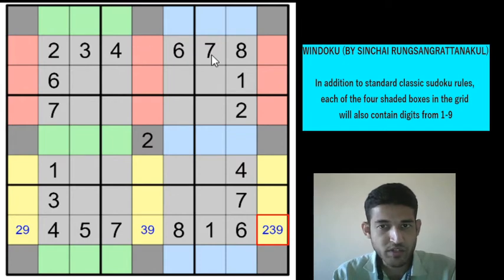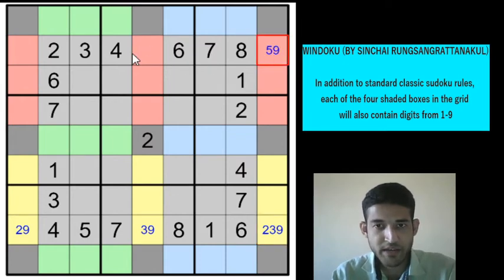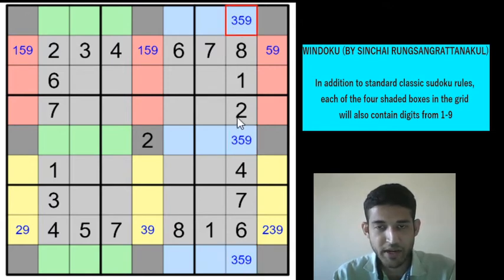Along row 2 we have 2, 3, 4, 6, 7, 8. So this will be 5, 9. This will be 1, 5, 9 and this will be a 1, 5, 9. Along column 8, 1, 2, 8, 4, 6, 7 are there. So this will be 3, 5, 9. This is going to be a 3, 5, 9 and this will be a 3, 5 and 9.